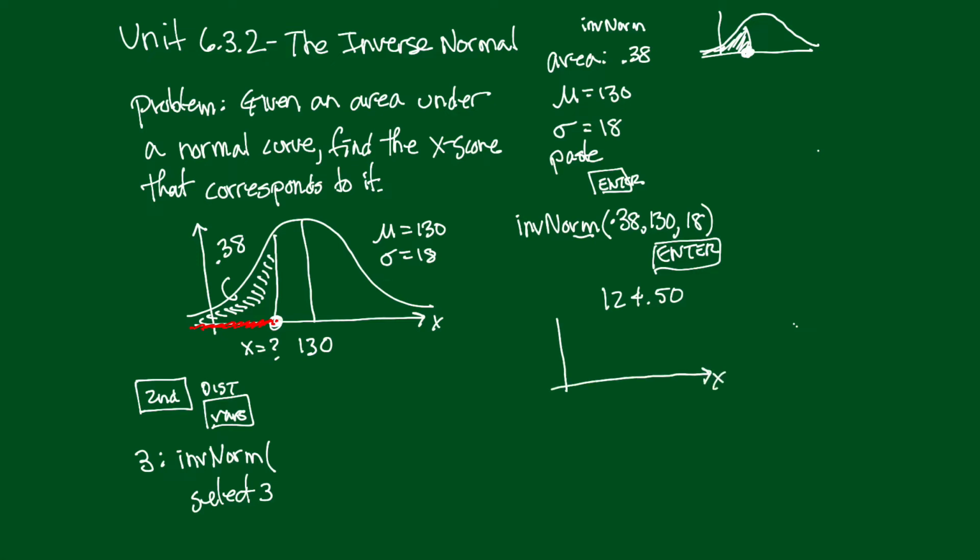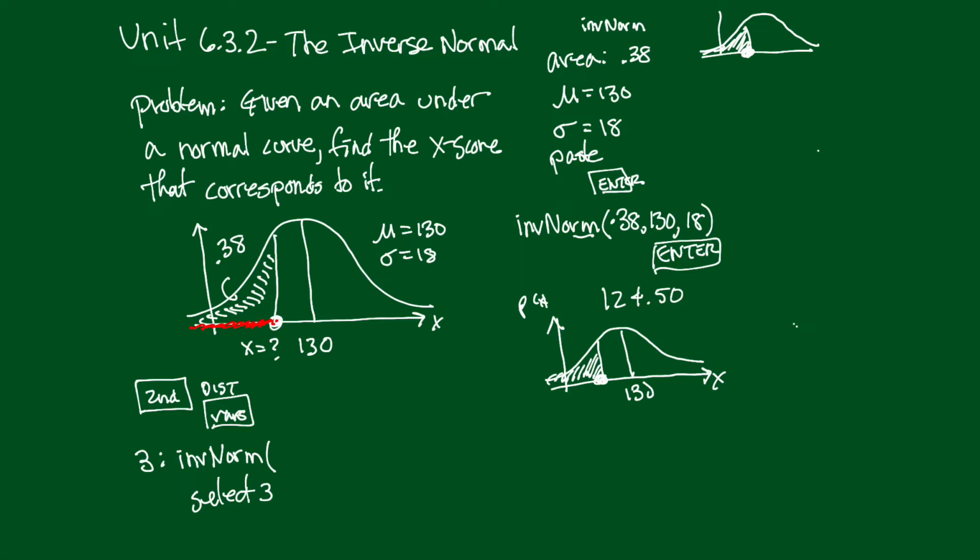So I'm going to draw a picture of what's happening. This will be x's. There's our p of x's. Our high point is 130, and we're saying that 38% of the area comes up to this number right here. Right, so that was our problem right back here. What was x? So we just did an inverse of the normal, and we came out to this number here, 124.5.